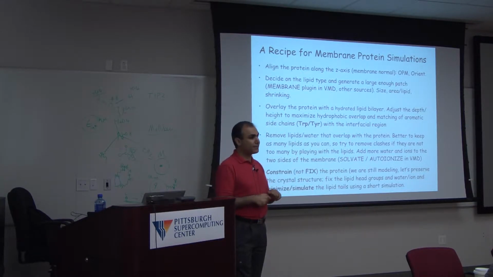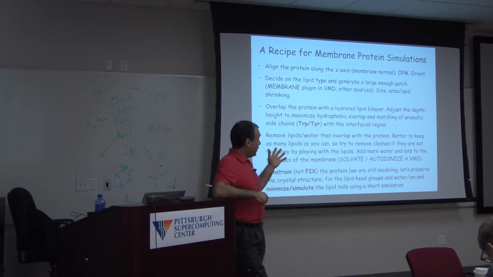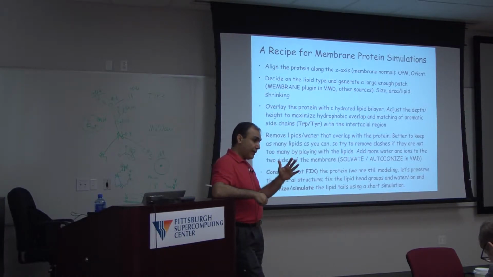Yes? Can you assign a different composition to the leaflets through the membrane builder? Not yet. We have an experimental version that allows you to do that, but it's not released yet. We were just talking about that, so we should probably release the beta version. The idea is that, yes, you can have different lipid compositions for the 2 leaflets.